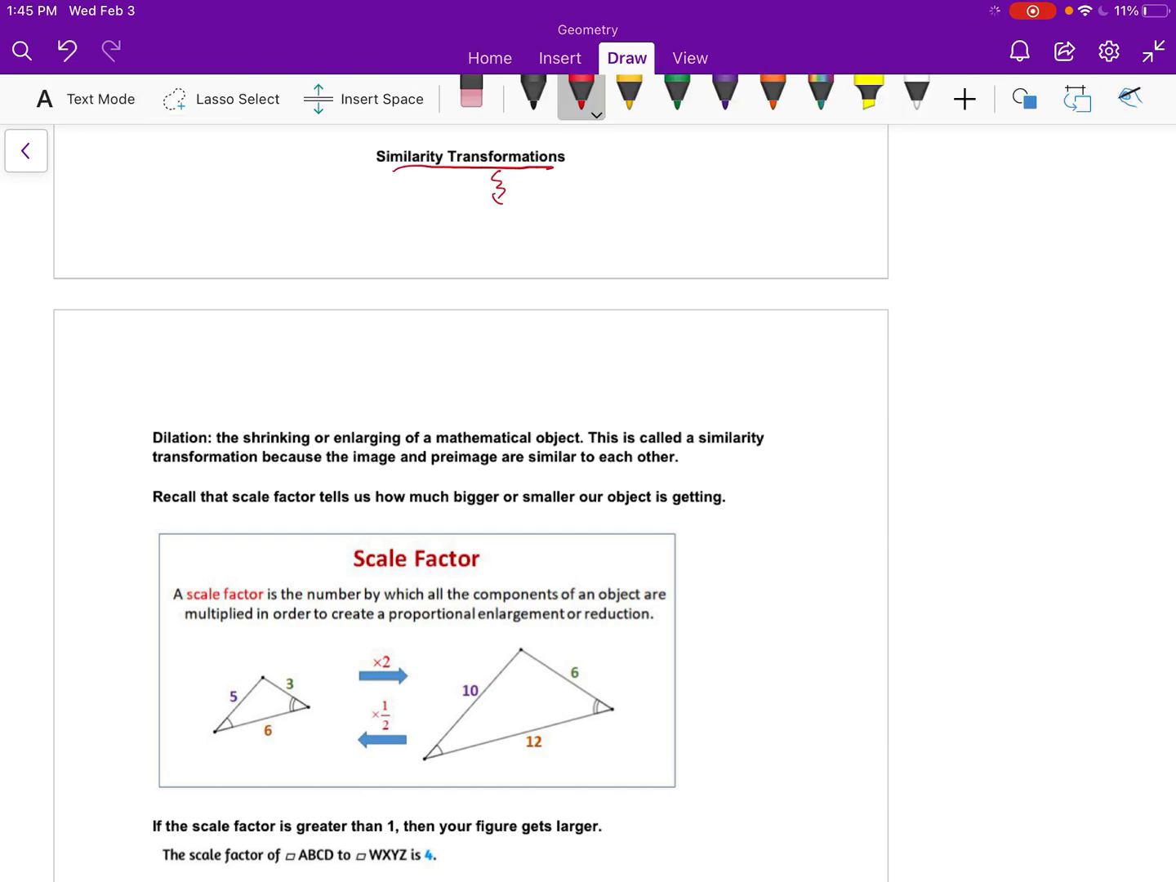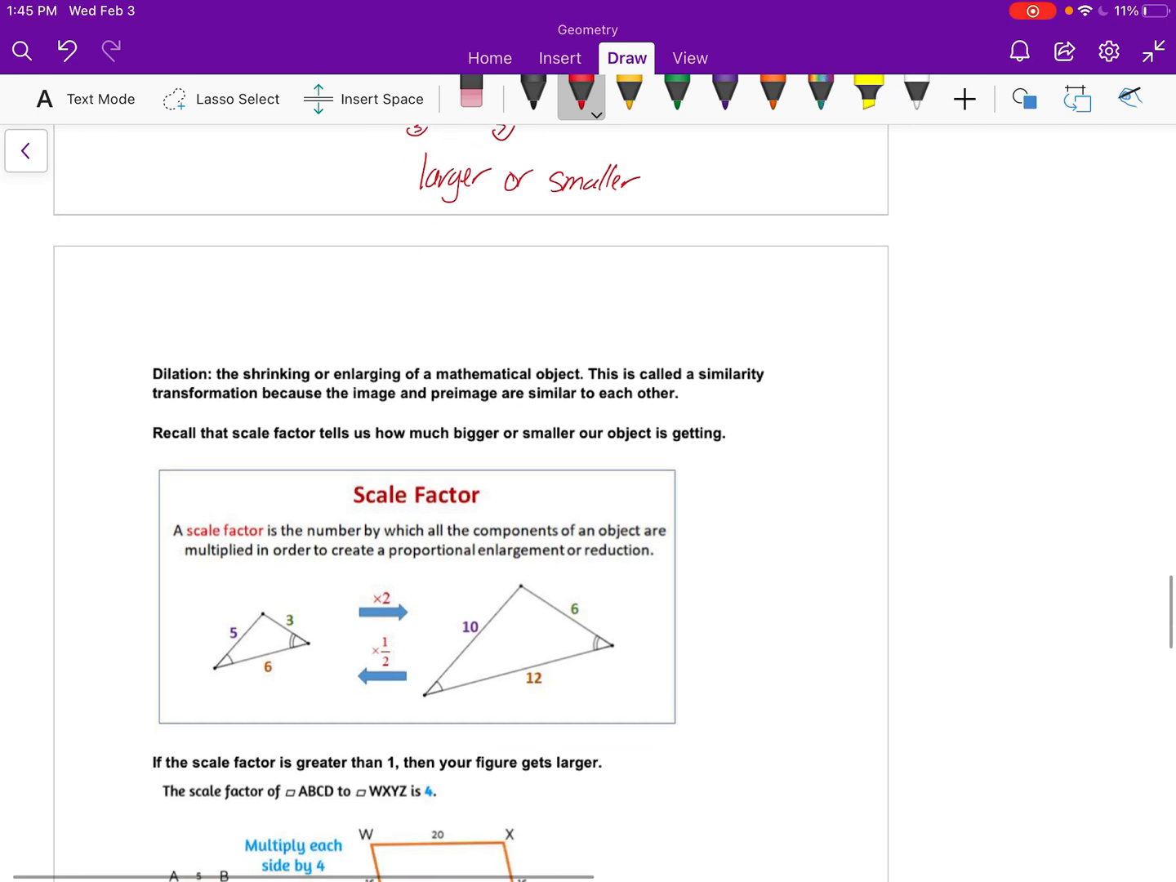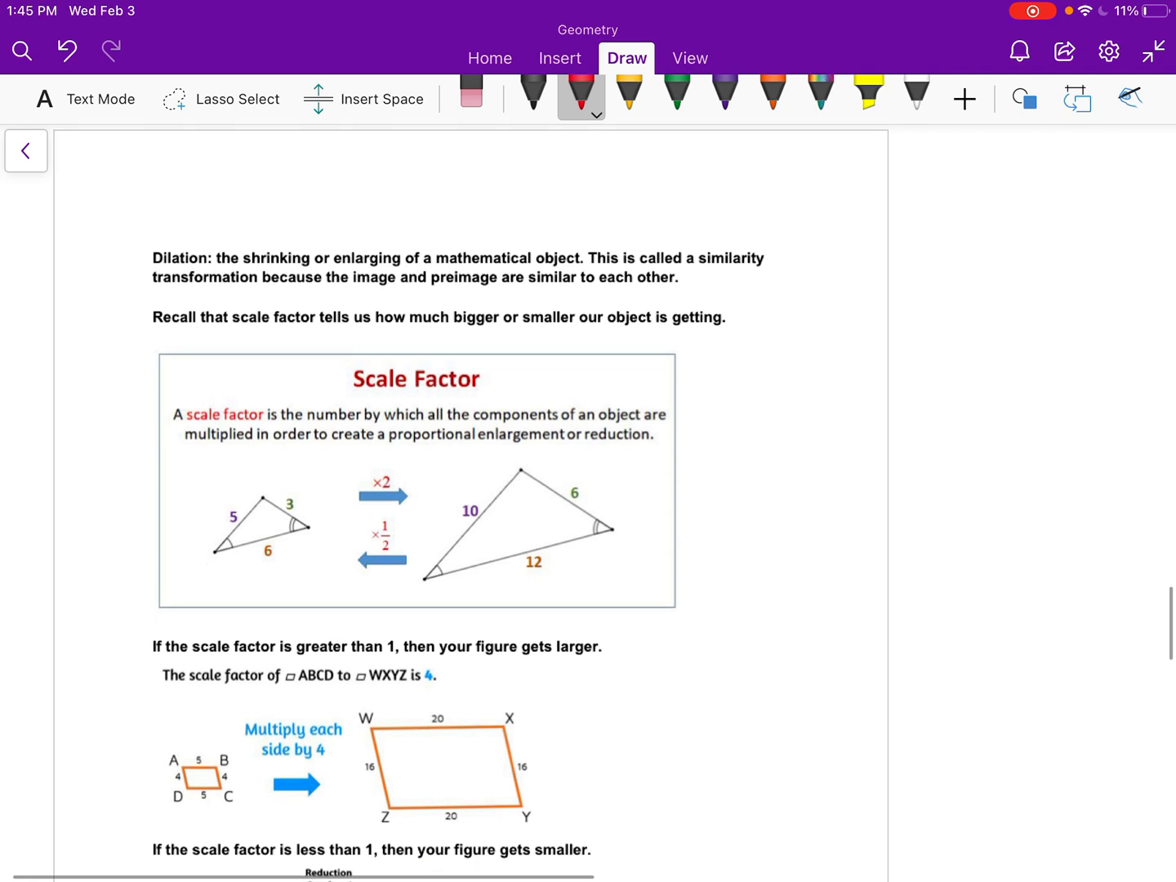Today we're talking about similarity transformations. Transformations we talked about a little bit. Remember rotations, reflections: it's when we moved or reshaped an object. And we've been talking about similarity too. So a similarity transformation, put them together. We're really just going to be making an object larger or smaller today. That is our focus, making our object larger or smaller using scale factor.